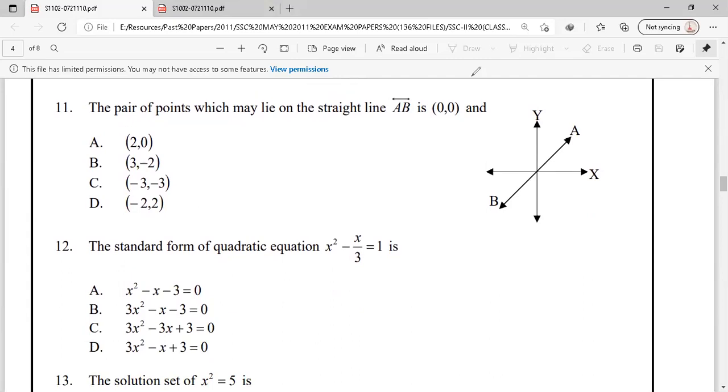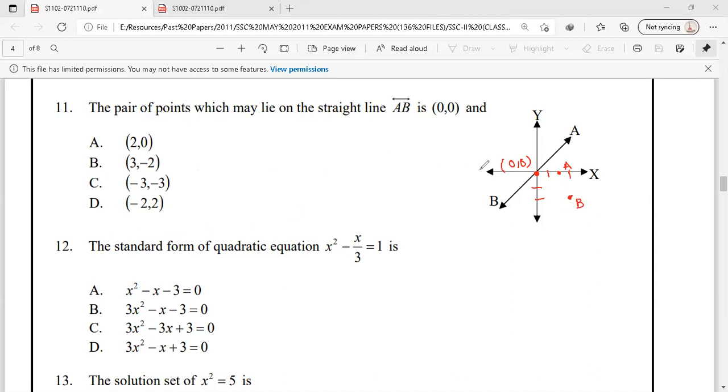Then let's come to question number 11 and 12. The pair of points which may lie on the straight line AB is 0, 0, and which of the following options? So we have a line AB and this line is passing through 0 comma 0. We have to identify which of the following points also lie on this line. So option A is 2 comma 0. 2 comma 0 will lie on the x-axis. This is point A. Then in option B, 3 comma minus 2. So this is 3 and minus 1, minus 2. This point lies here. This is point B.